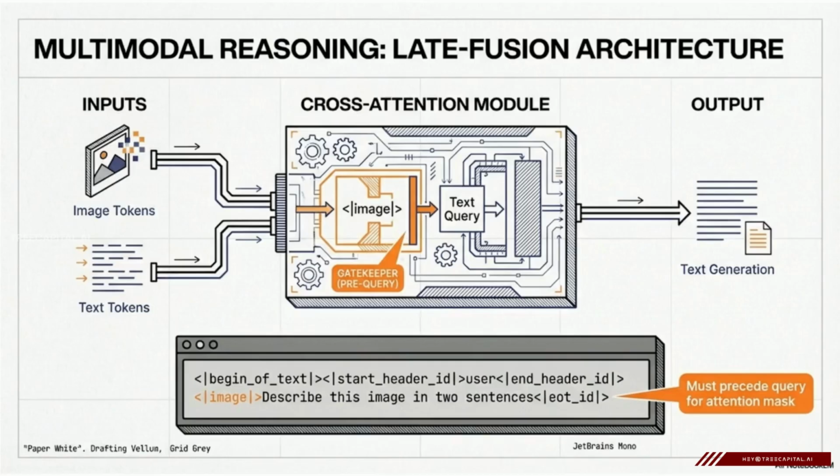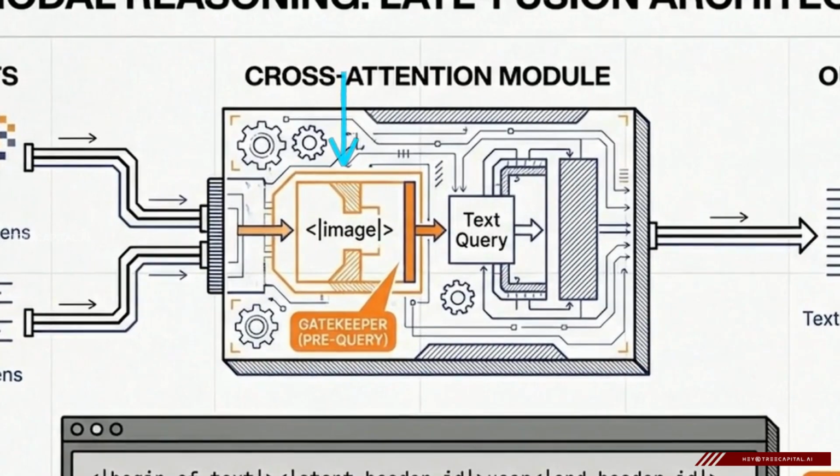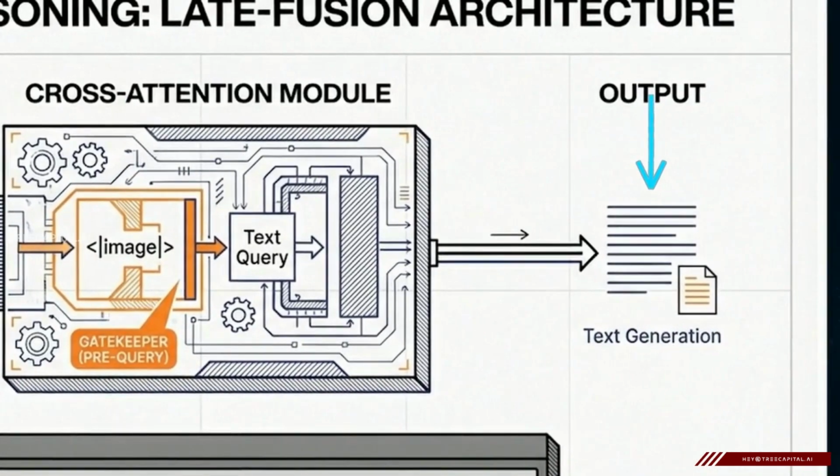Looking at Anven 1.1's late fusion architecture, we see how the cross-attention module handles multimodal inputs. The image token acts as a gatekeeper, merging raw visual data with text queries before generating an output, allowing the system to reason about images without external API calls.